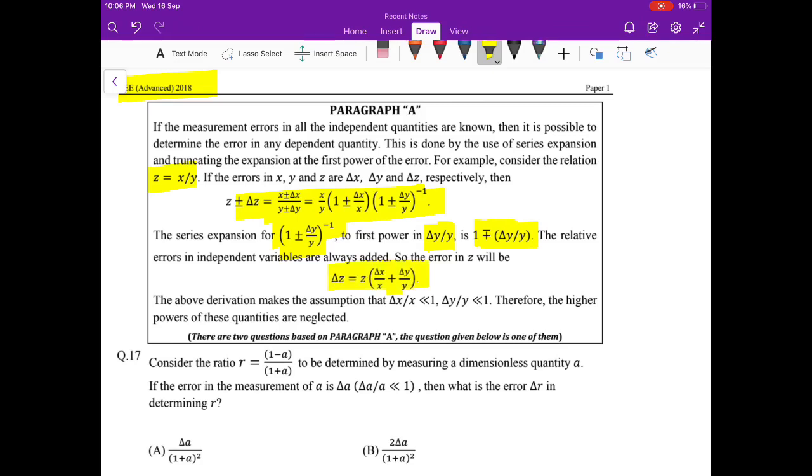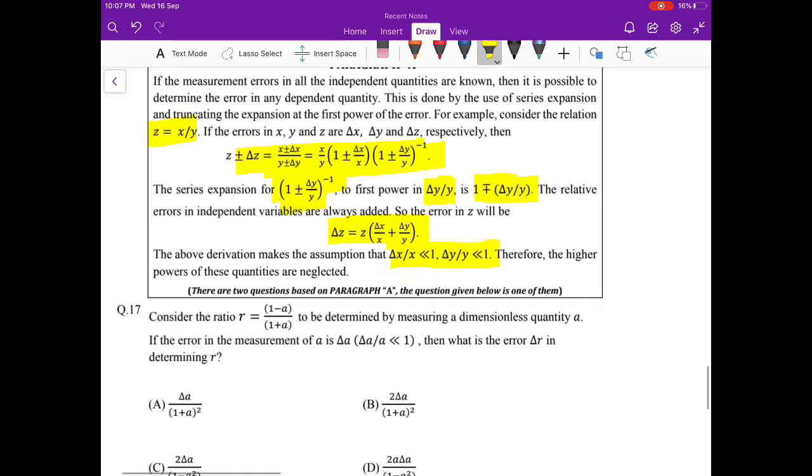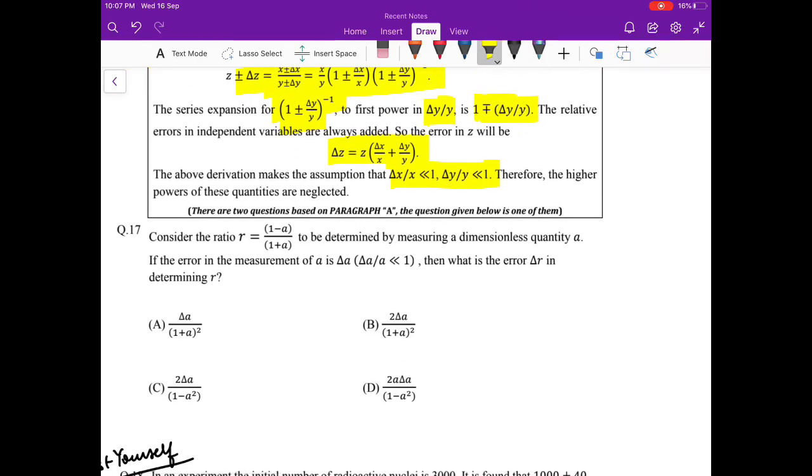So this is how you do the derivation for your school exams also, if you have done it. This is based on binomial approximation that delta x by x is less than 1. You neglect the higher powers. So now you have the ratio r is 1 minus a upon 1 plus a. By measuring a dimensionless quantity a, the error in the measurement of a is delta a, and it is given that delta a by a is less than 1. Then what is the error delta r in determining r? So first of all, using the above thing, delta r by r would be equal to the error in 1 minus a upon 1 minus a plus the error in 1 plus a upon 1 plus a.